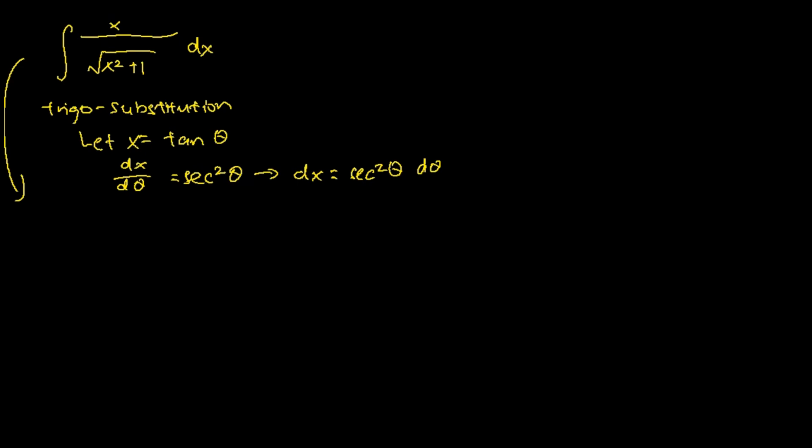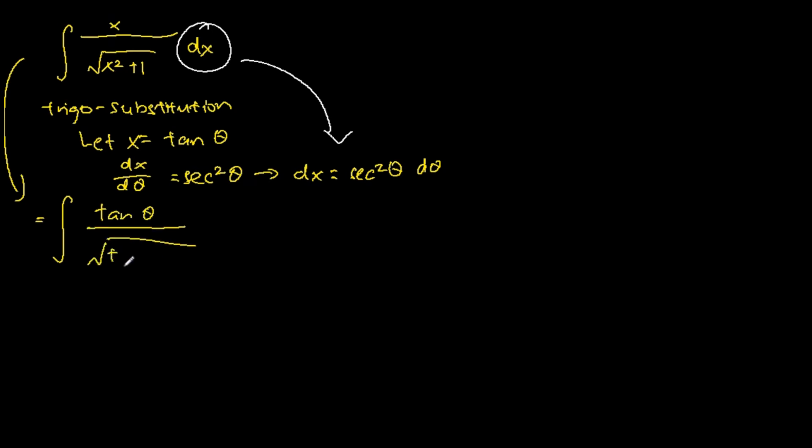So now we will have dx being secant square theta d theta, and then my x being tangent theta. So what we have down here is equivalent to the integral of tangent theta over square root of tangent square theta plus 1, and then my dx is actually secant square theta d theta.